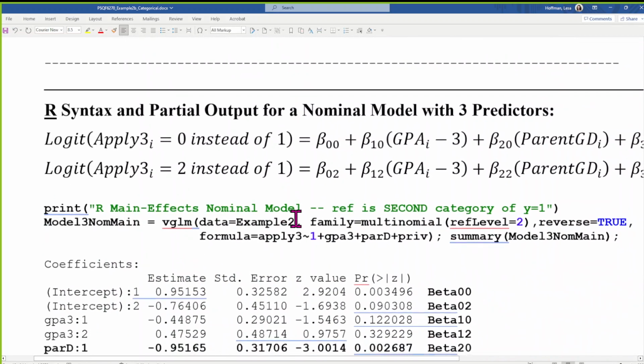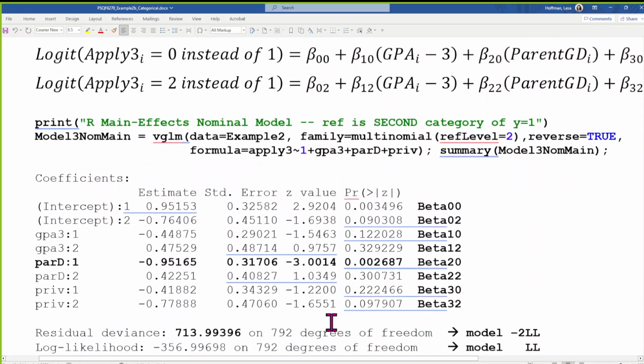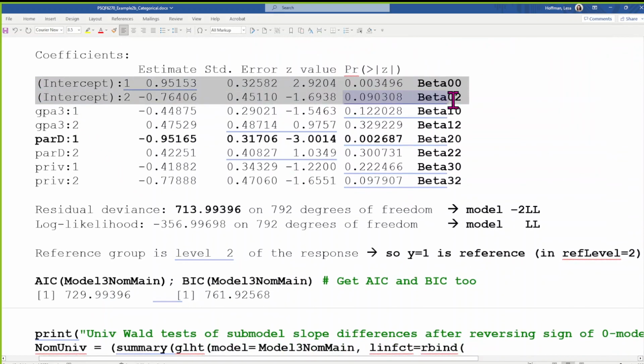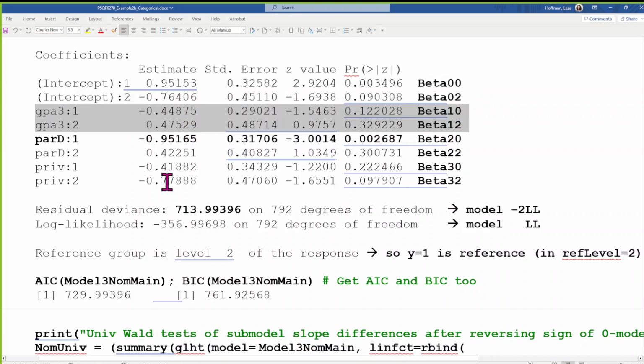In R, ref level equals 2 because I'm predicting the second outcome as the reference, second category, let's say it that way. Reverse equals true means give me intercepts, not thresholds. And it has everything grouped by submodel 1 versus submodel 2, where submodel 1 is predicting the 0. So everything agrees pretty much the same with the coefficients. Standard errors are just a little bit off.